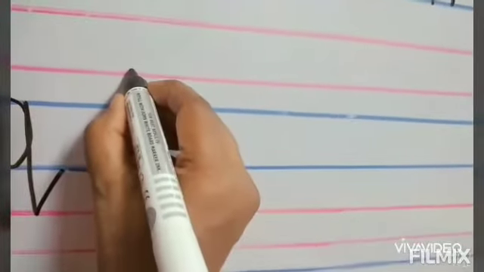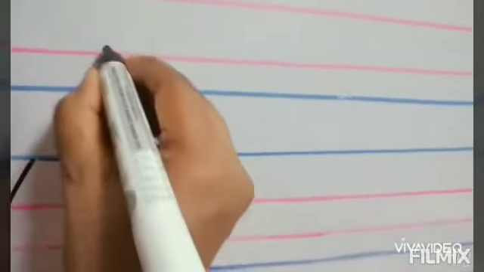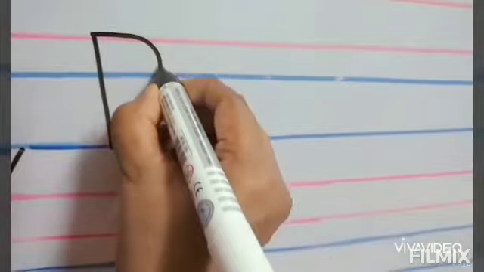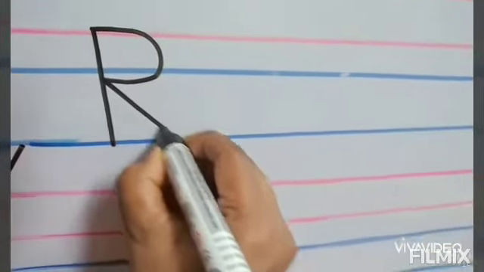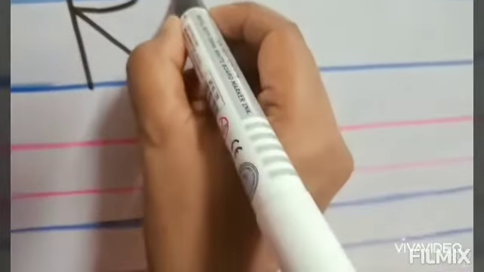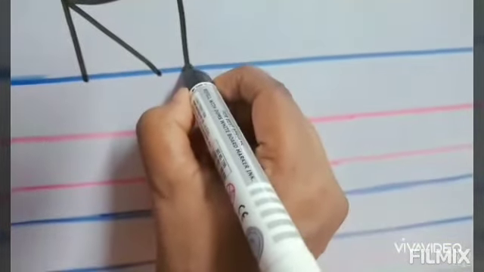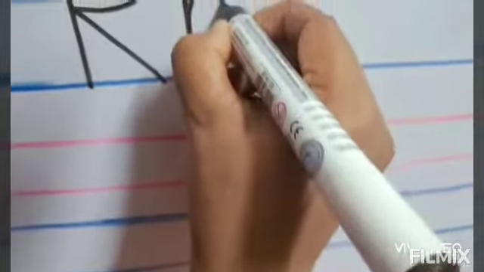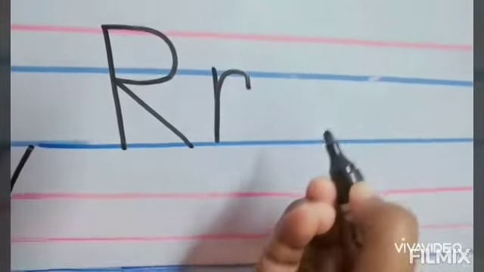Okay, now after q comes r. So standing line, you need to roll your tongue whenever you say r. Okay, like standing line, close curve, and slanting line. So that's capital R. Now baby r, standing line, go up and a little bit of curve. Okay, you need to give a little bit of curve.